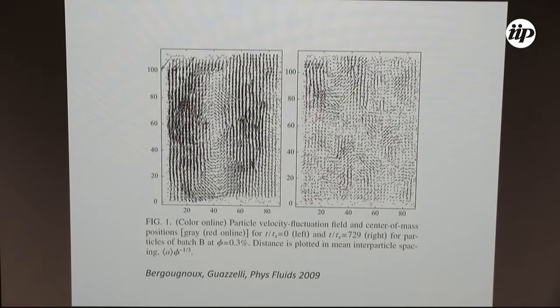You can see here two settling suspensions. These arrows are just the motions of the particles. This is in the beginning of the experiment, and you can see huge fluctuations that span the whole container, but this is after some time. And you can see that everything has been suppressed and relaxed, both velocity and probably also density.